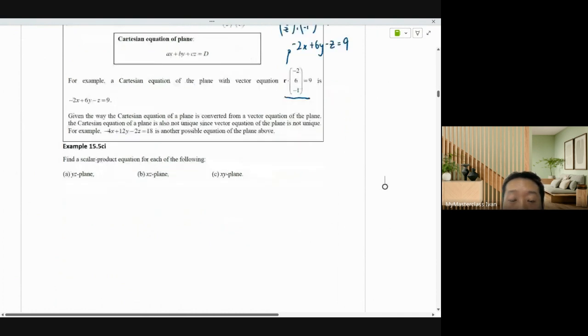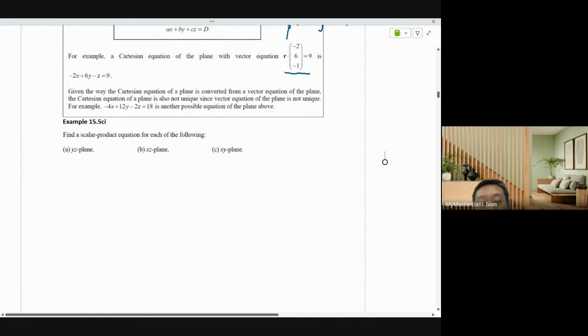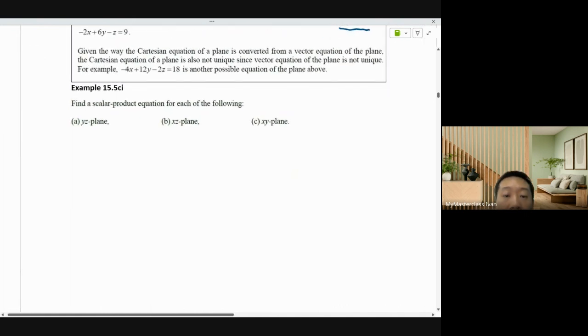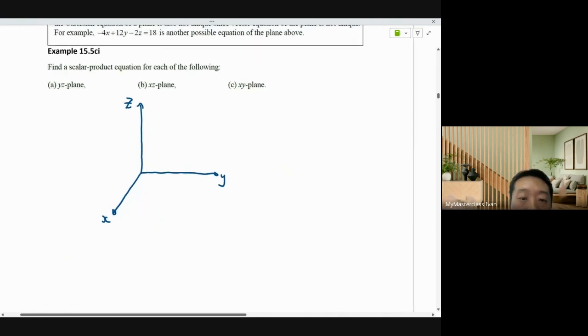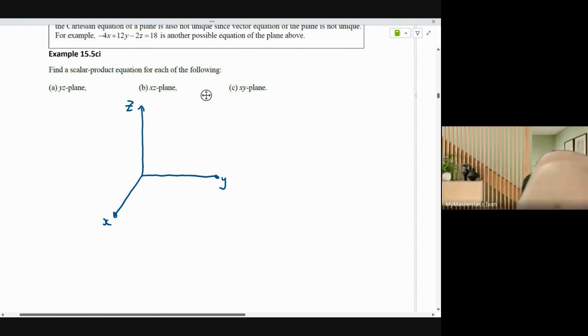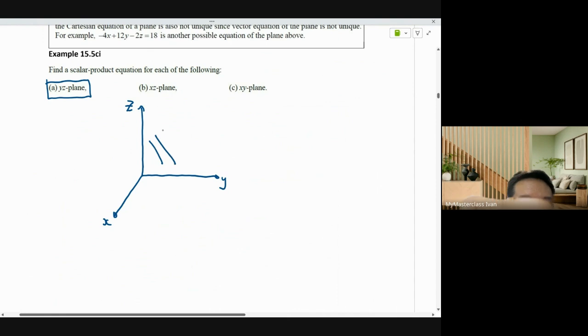I'm going slowly, but don't worry. Okay, so learn how to draw an XYZ form. Draw this, and draw this. This is X, this is Y, and this is Z. Okay, I'm just going to do one. So you can see this is the YZ plane. Where is the YZ plane? I shade this YZ plane.